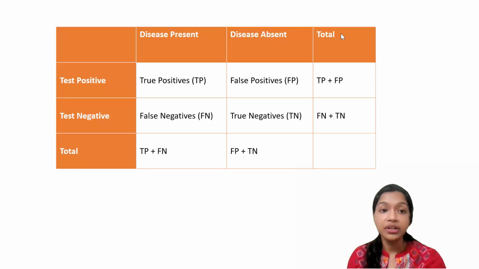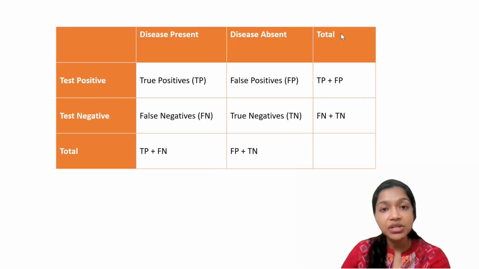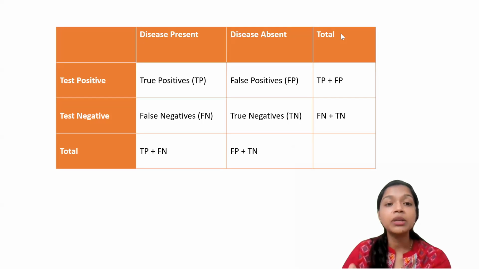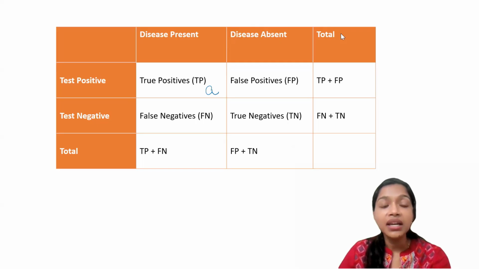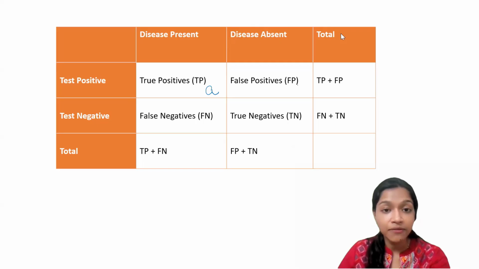Now I've already drawn it for you. You can see we use conventional alphabets like true positives, which means this group of people already have the disease, and the test is also able to correctly identify them as diseased. So this is true positive marked by A. Next, we have the set in which the disease is absent, but the test wrongly identifies them as positive. So they are actually false positives given by the letter B.